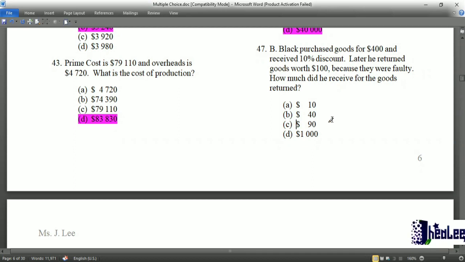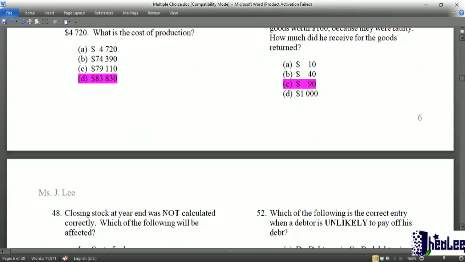and your response is $90. Apart from going through that long explanation, if the discount is 10%, it means that 90% of the cost is what he would receive. So 90% of $100 will give you $90.